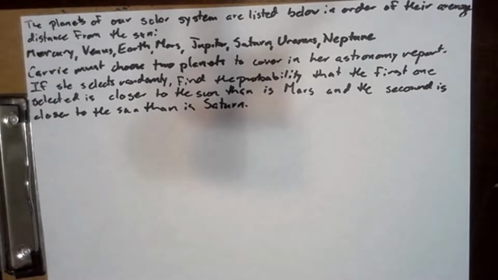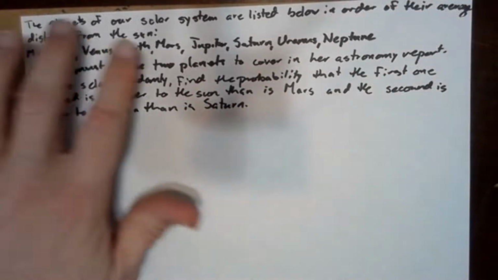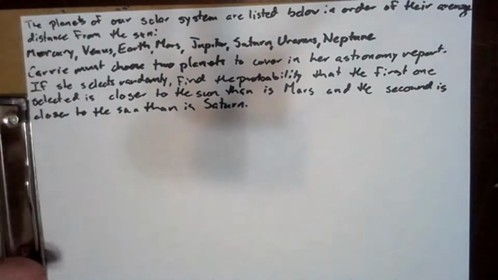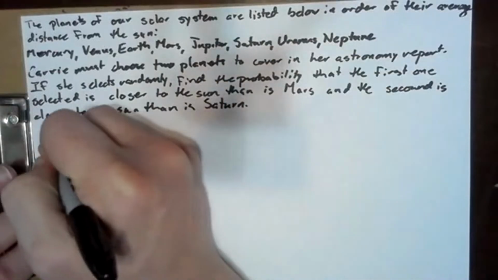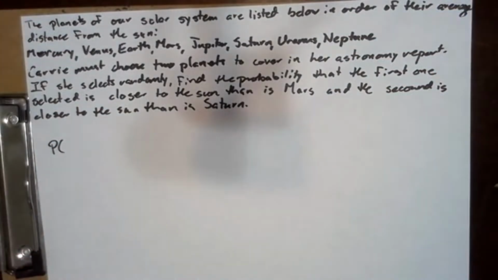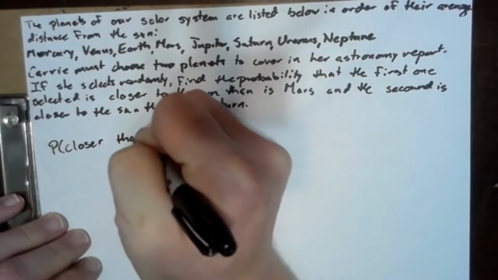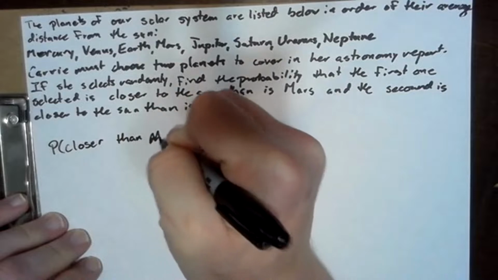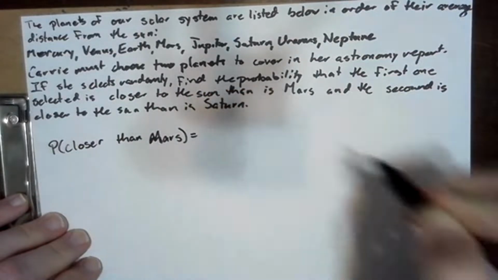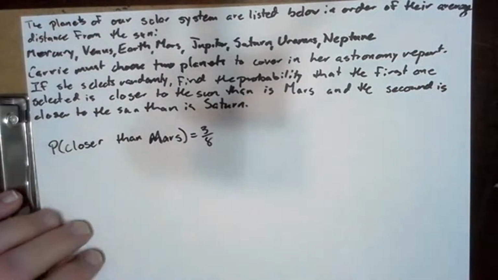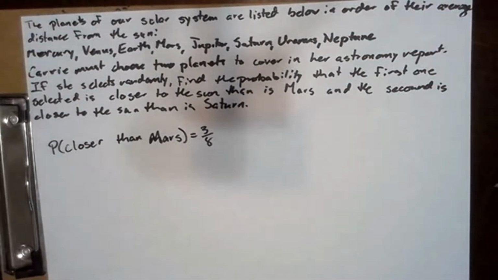So first we want to know the probability that the first one she chooses, at random, is closer to the sun than Mars. Well, there are 3 planets closer to the sun than Mars out of 8, so the probability that it is closer to the sun than Mars is 3/8.